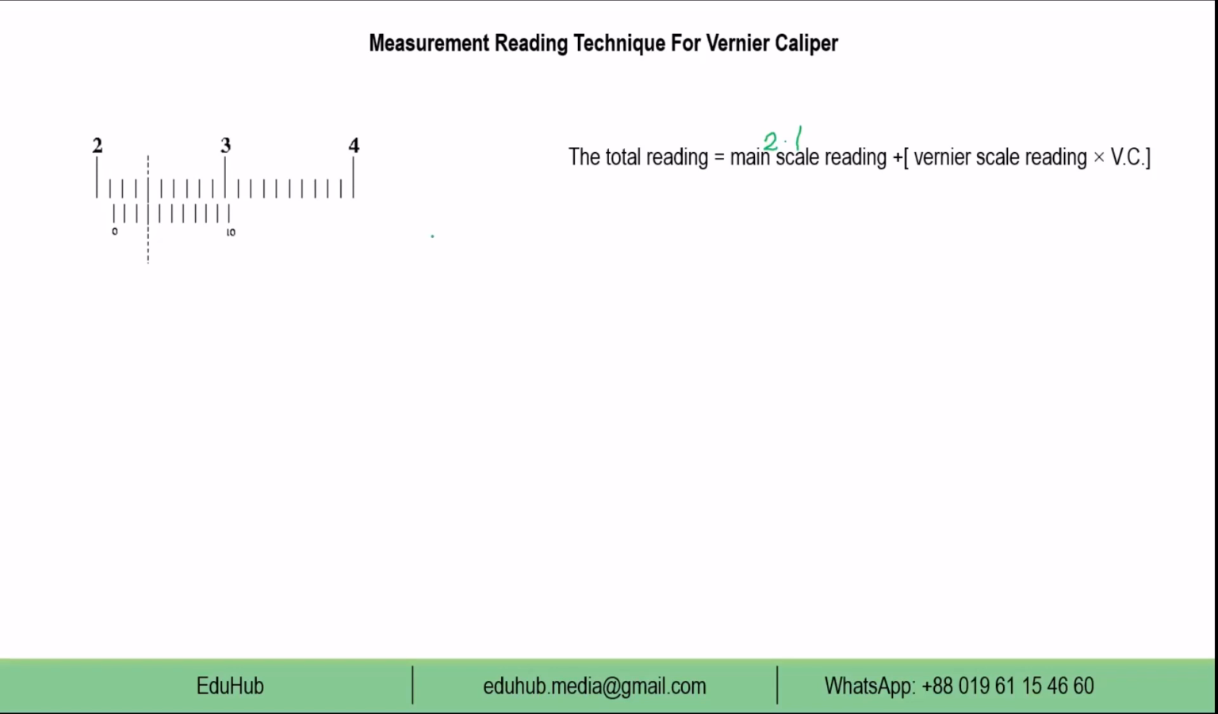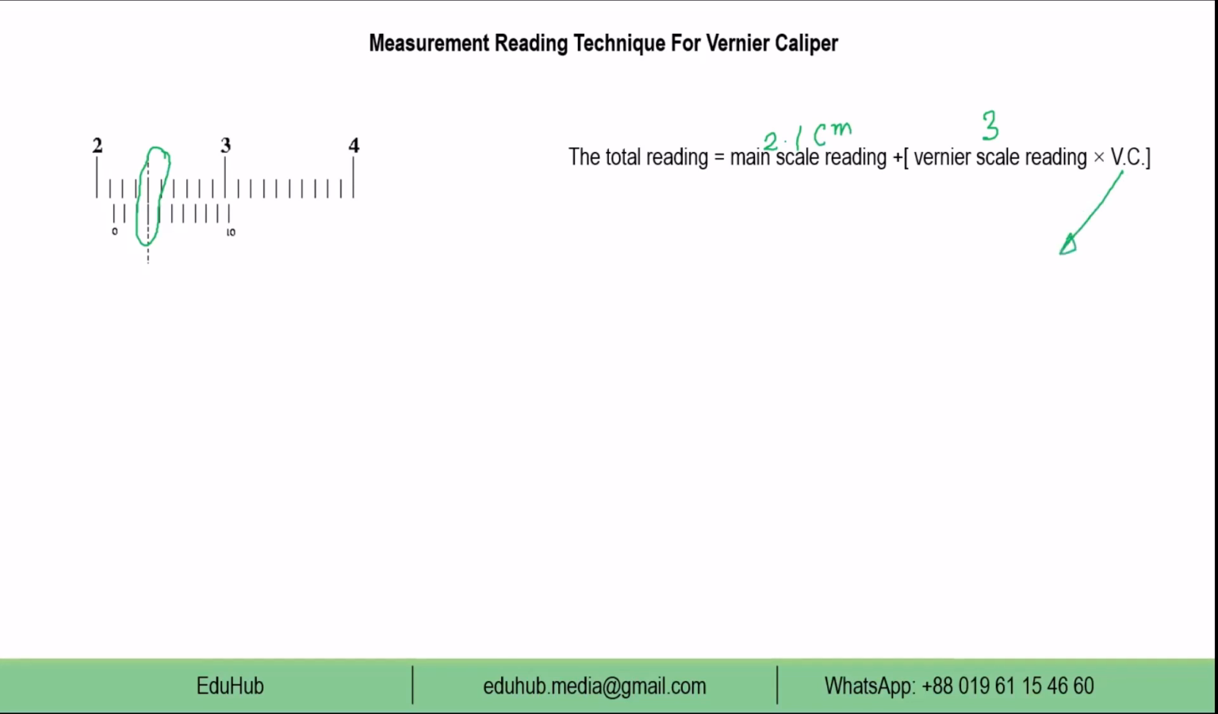And for the Vernier scale reading, we have to check which line of the Vernier scale coincides with a main scale line. Here we can see it is number 3. The number 3 of the Vernier scale is aligned with a line of the main scale. So the Vernier scale reading is 3. Here 2.1 is in centimeter.